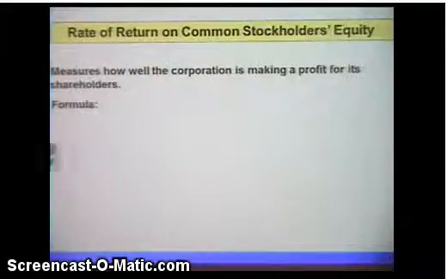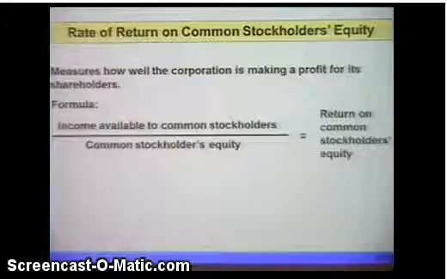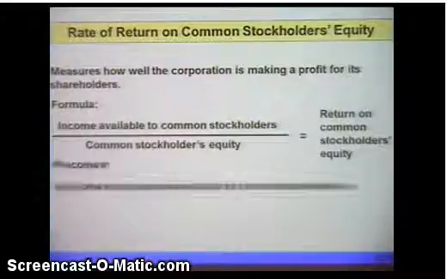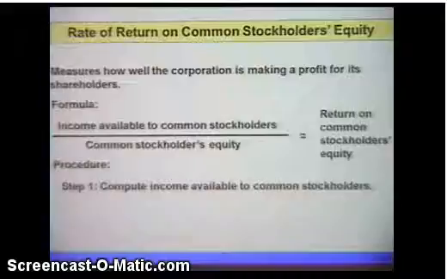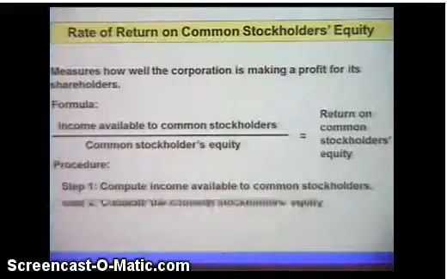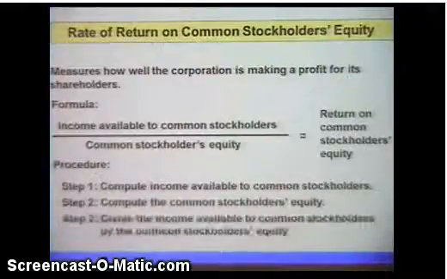All this is, and we're just going to go through them quickly because this is just going to be one. You just need to know what the ratio is and how to figure it. Your formula: income available to common stockholders and common stockholders' equity, which would be to compute income available to common stockholders, compute common stockholders' equity, and then divide.